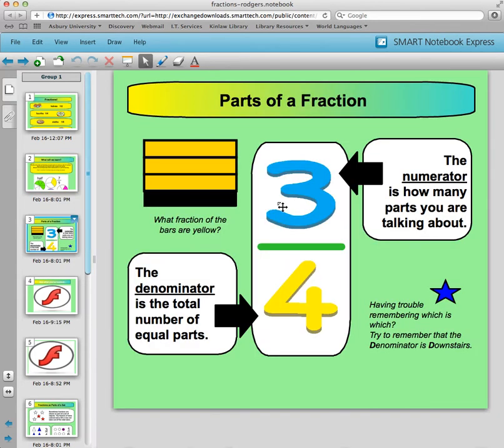The third slide teaches them the different parts of a fraction. Here it says the numerator is how many parts you are talking about, and the numerator is the top number, and the bottom number is the denominator, and it is the total number of equal parts.